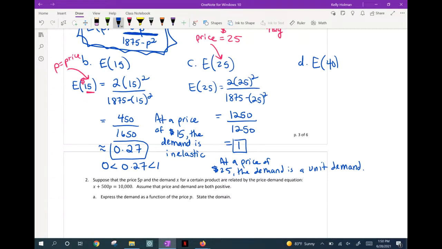And 40 came out to be elastic. It's just plug and chug, so we won't spend our time on it since it wasn't in your notes. Doesn't matter. It's just more of the same. We'll see that in number 2.